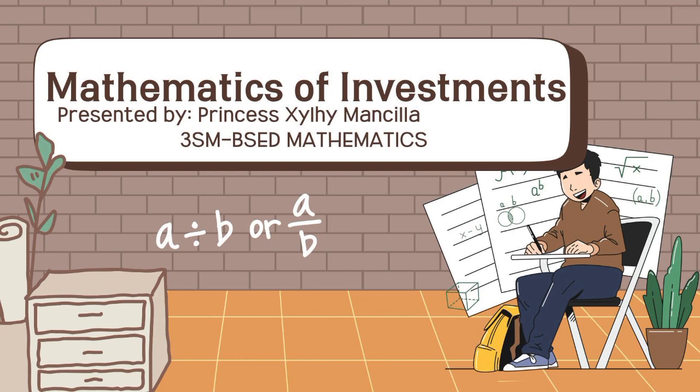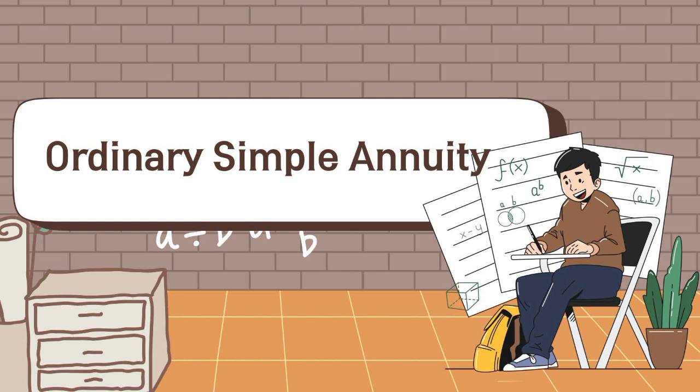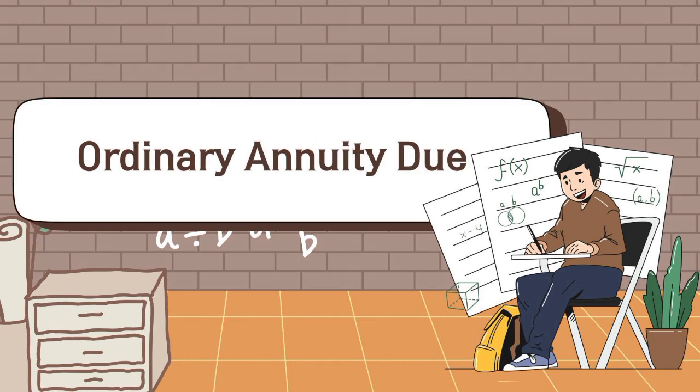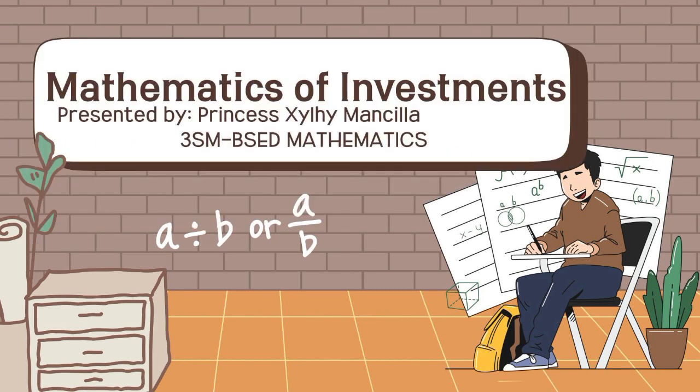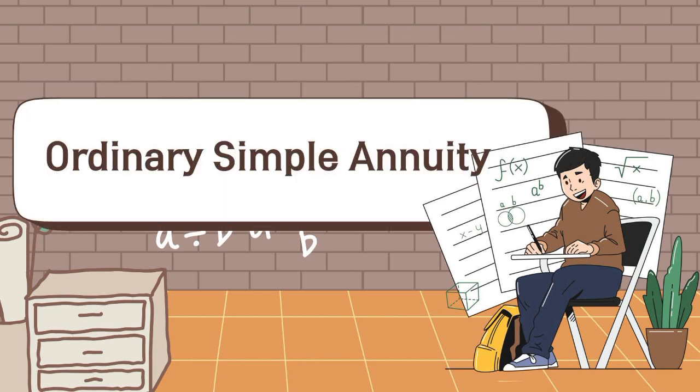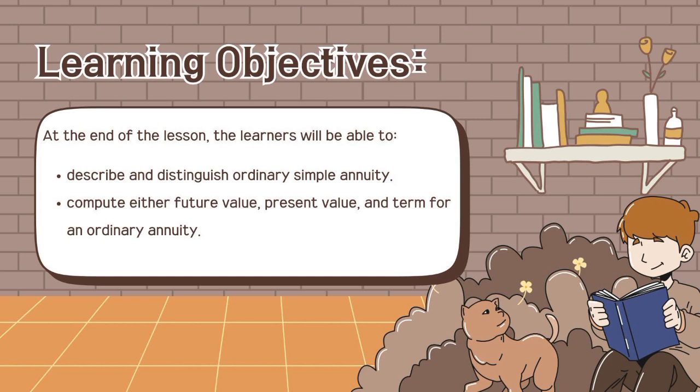Throughout this presentation, we will learn what an ordinary simple annuity as well as simple annuity due is, how to identify it, and how to solve problems involving its future value and present value. So let's begin. Let us have first the ordinary simple annuity. Having our objectives, at the end of the lesson, the learners will be able to describe and distinguish ordinary simple annuity. Second, to compute either the future value, the present value, and also the term for an ordinary annuity.